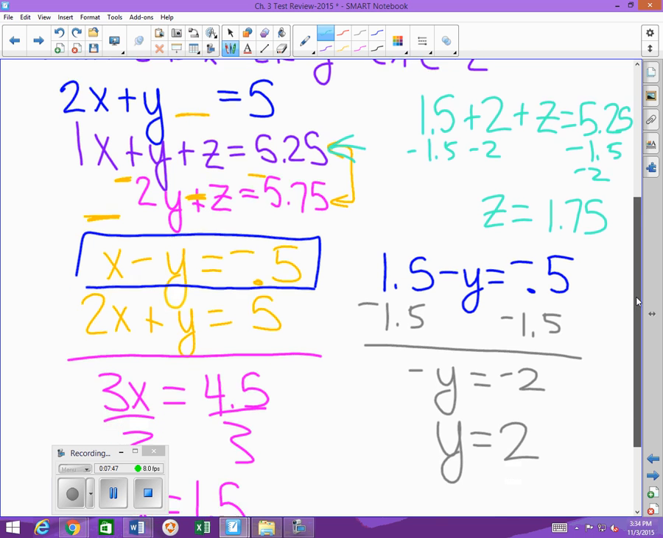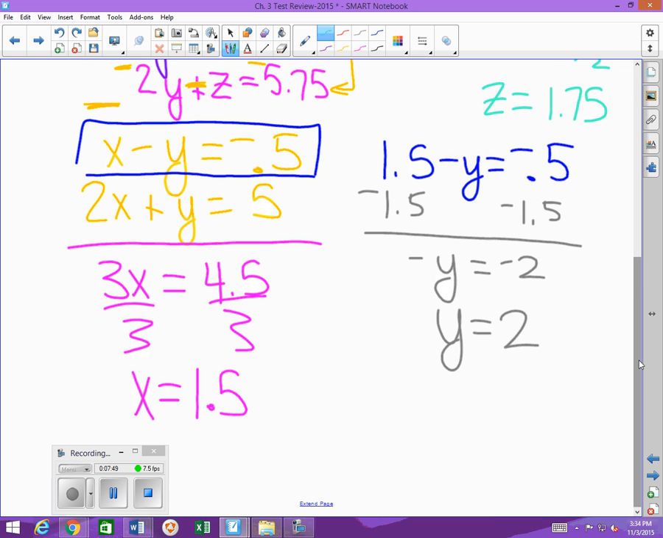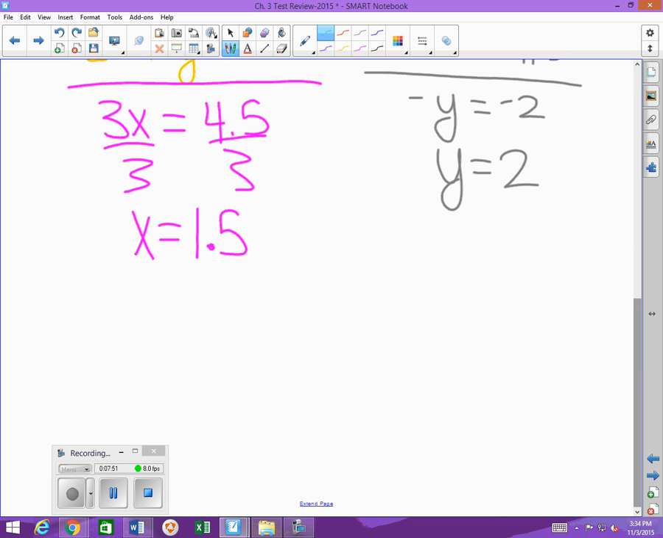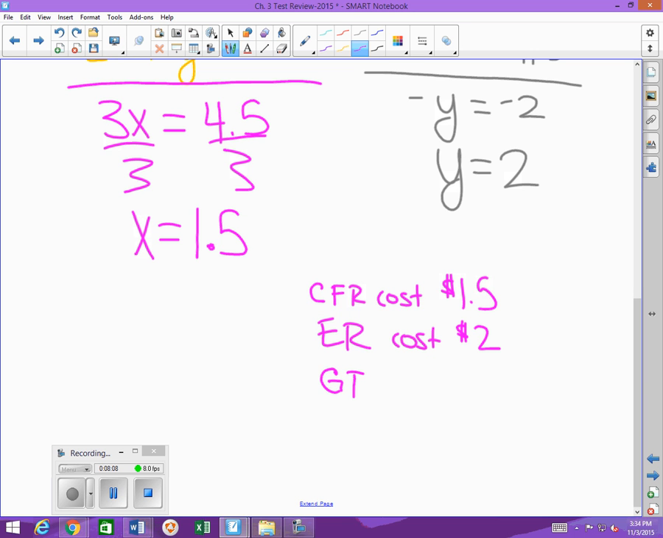And so then I need to answer the question. Since x was 1.5, the chicken fried rice costs $1.50 per serving. An egg roll costs $2. And General Tso's chicken, the cost is $1.75. And then I'm done with that.